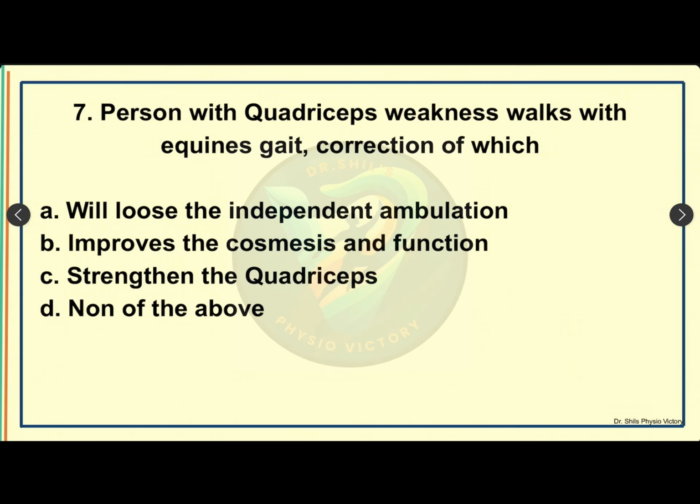Next question, question number 7. A person with quadriceps weakness walks with equinus gait; correction of which leads to: option A, will lose the independent ambulation; option B, improves the cosmetics and function; option C, strengthen the quadriceps; and option D, none of the above. Here the correct answer is option A, it will lose the independent ambulation.